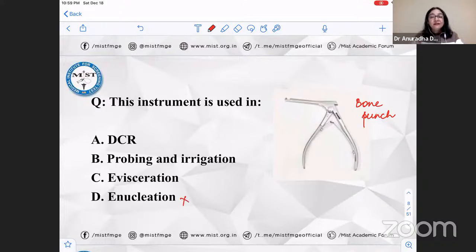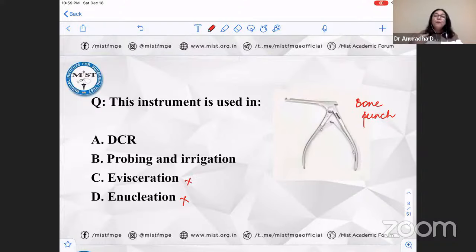Then what is evisceration? Evisceration means you are removing the inner contents of the eyeball. In certain conditions, for example panophthalmitis, we leave out the external shell, the scleral shell, and we scoop out the inner contents of the eyeball. That is your surgery of evisceration. So again, in evisceration, bone punch, that is cutting of the bone, has no role. So this is ruled out.